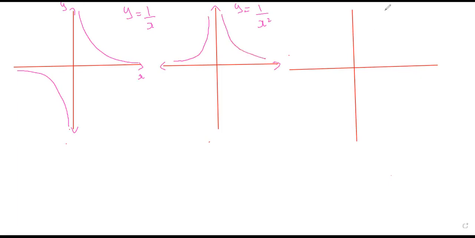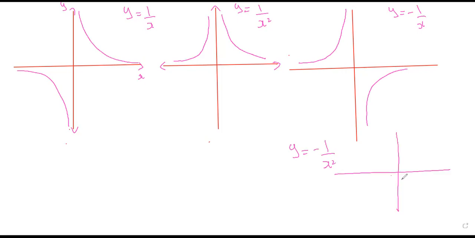Then what if you have y equals minus 1 by x? It would be of this type or of this type. And then if you have y equals minus 1 by x squared, this is the y-axis, this is the x-axis, and it would be of this type. So the shapes are same, the quadrants are basically being changed, right?